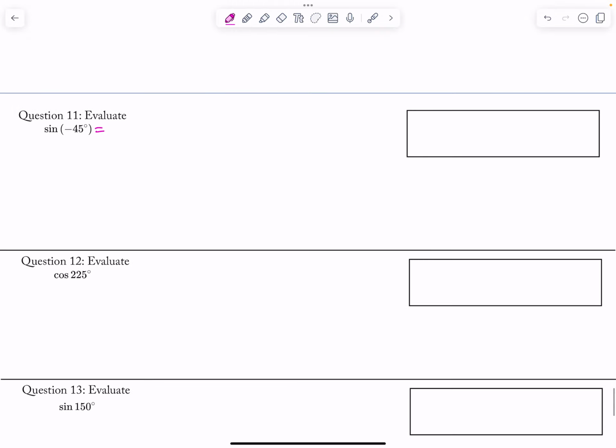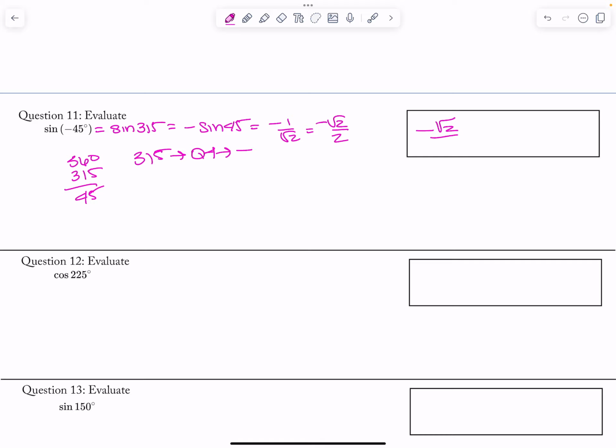So sine of negative 45 degrees is the same thing as sine of 315. So 360 minus 315 gives me 45. So 315 is in quadrant 4 and sine is negative. So this is negative sine of 45 degrees, which is negative 1 over root 2, which is negative root 2 over 2 after you rationalize the denominator.